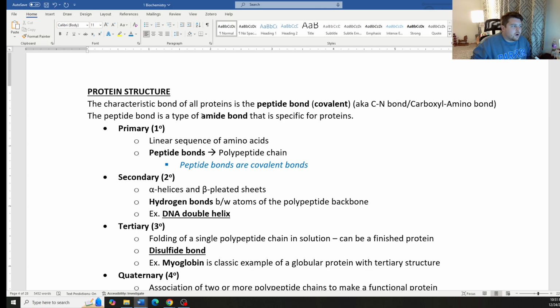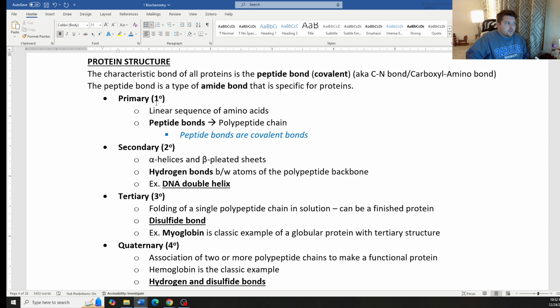Taking one step back, our peptide bonds are also known as covalent. They're also known as amide bonds. Okay, these are all AKAs of each other. You can see any of these, they all will mean the same thing. They're all perfectly good answer choices for what is the characteristic bond of all of our proteins. The primary structure of proteins is the linear sequence of amino acids.